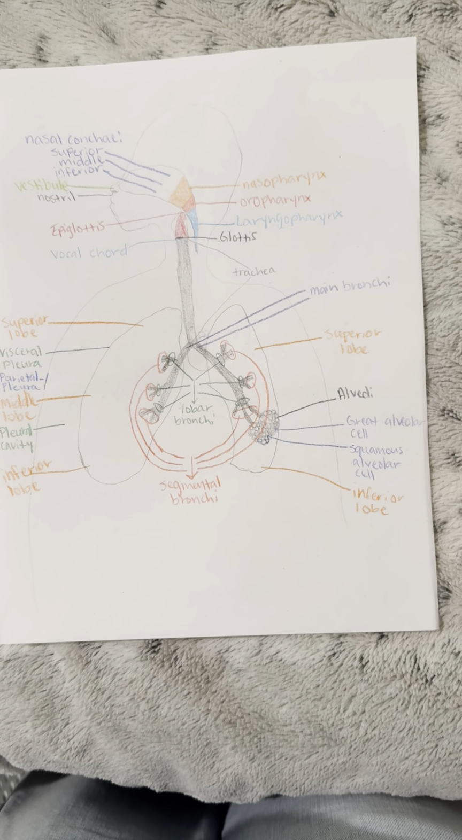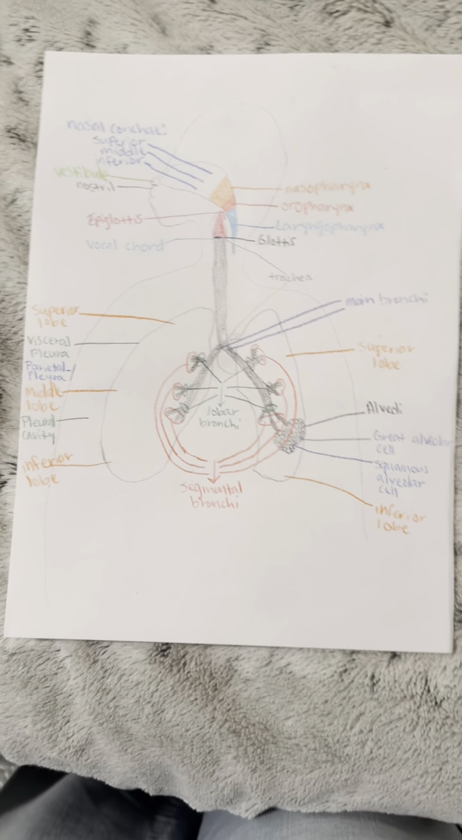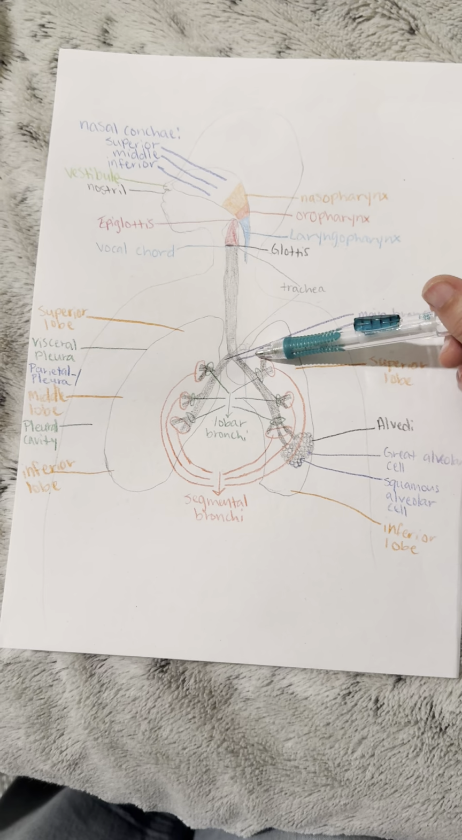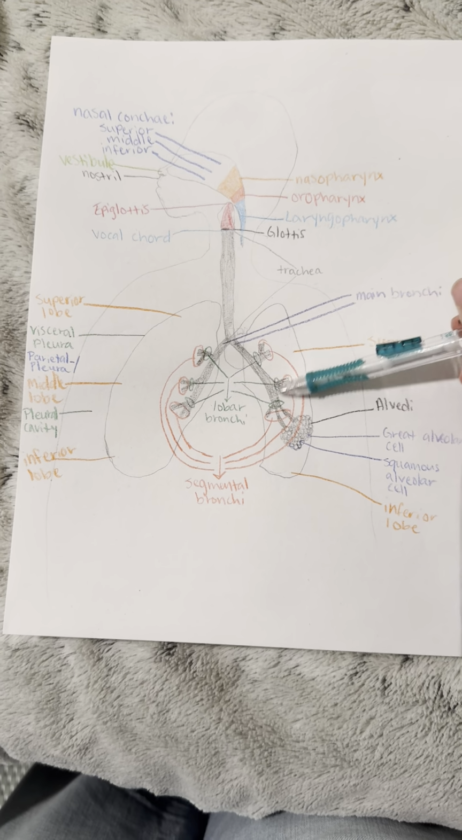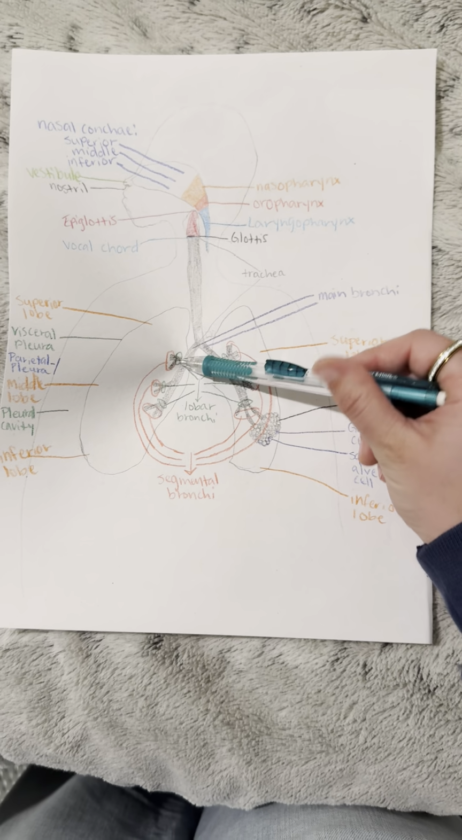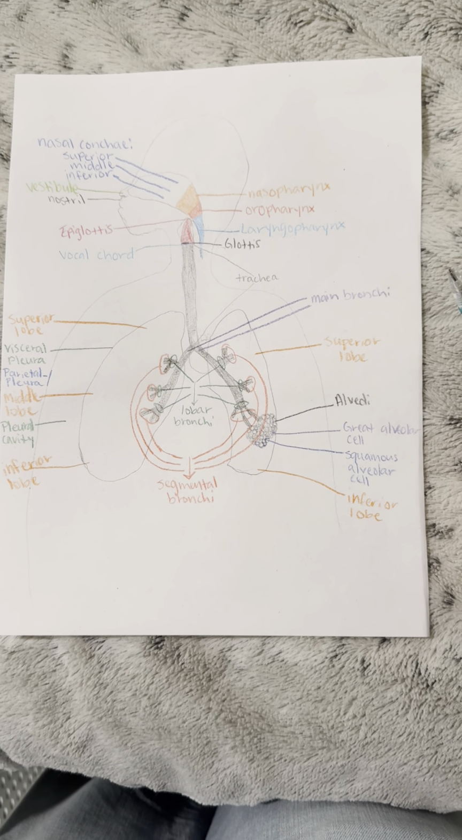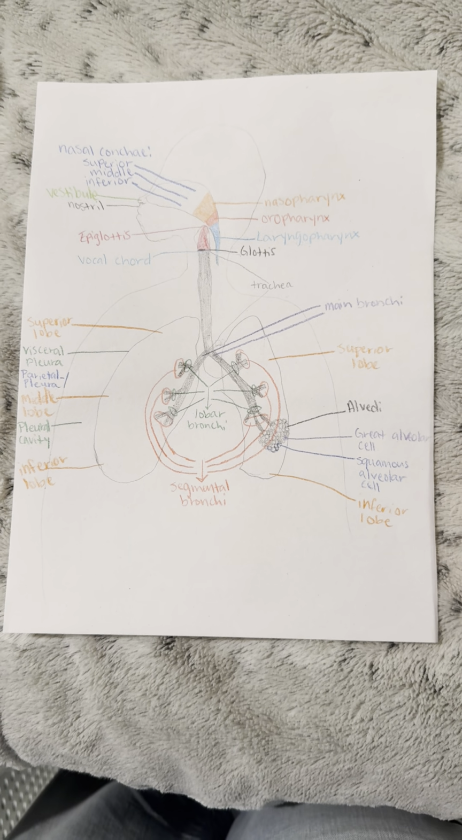Next we have the lower bronchi, and that is right here. I drew these green circles around the lower bronchi. And this is where the tube splits again so that each lung lobe receives an air tube.